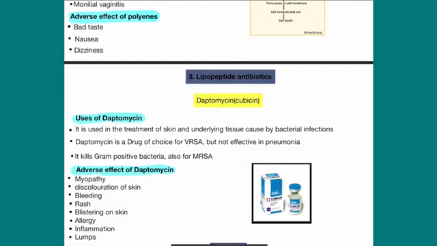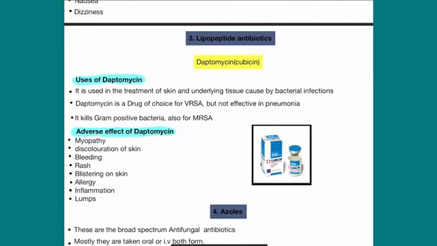Daptomycin, what are the uses of daptomycin? Mostly daptomycin is used in the treatment of skin infection, like skin and underlying tissue infection caused by bacteria. Daptomycin is a drug of choice. It is a drug of choice for MSSA as well as MRSA. It is used in case of both MSSA and MRSA.